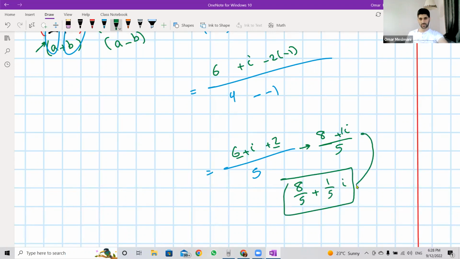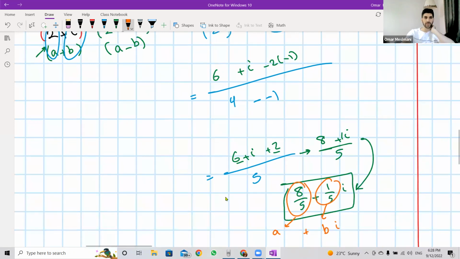This one and this one are the same. Most of the questions are going to ask either for A, this is A plus BI, right? Either for A or for B. Or maybe they will ask for the addition for them, A plus B, A minus B. I don't care.